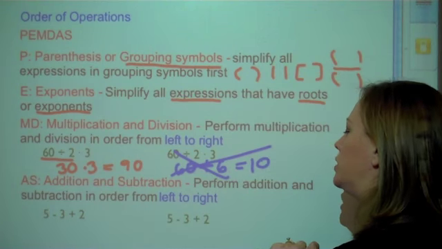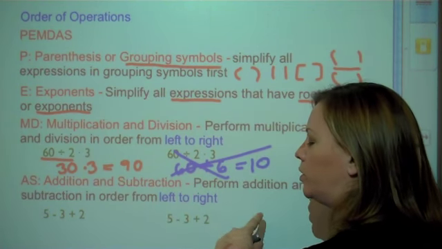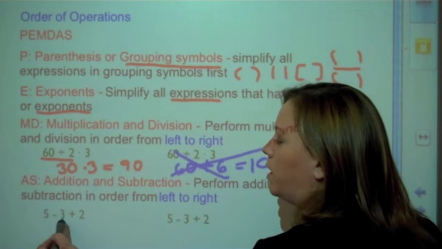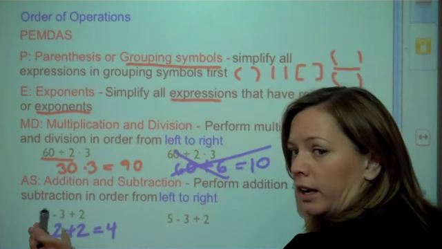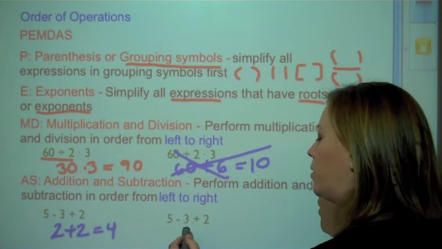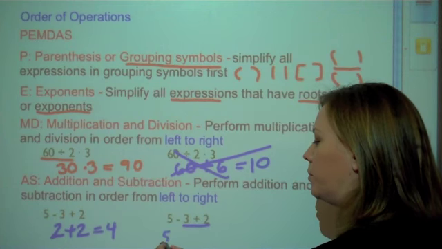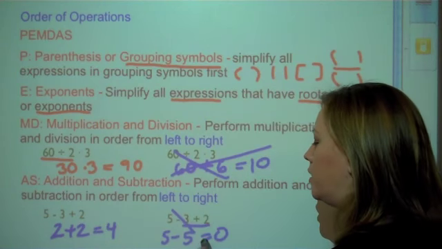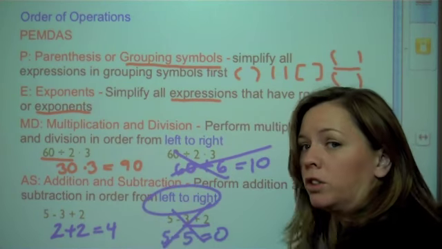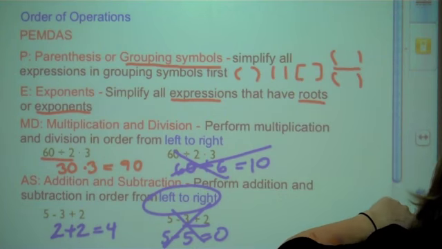Same thing is true of addition and subtraction. Has to be performed in order from left to right. Let's take this example. 5 minus 3 is 2. 2 plus 2 is 4. I did that in order from left to right. But what if I did the addition first? Then this problem becomes 5 minus 5, which is 0. Again, not the same result. Make sure you're going from left to right.